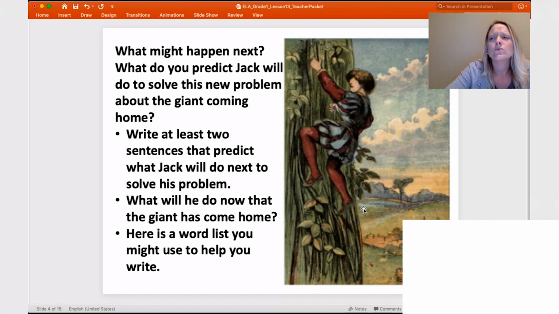Oh, what's this I smell? Fee, fi, fo, fum, I smell the blood of an Englishman. Be he alive or be he dead, I'll have his bones to grind my bread.